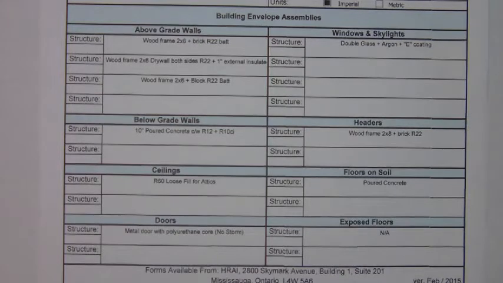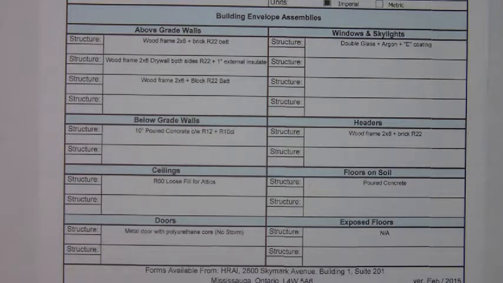The below grade walls will be 10-inch poured concrete, and our inside insulation will be an R12 fiberglass batt plus an R10 continuous layer of insulation. Our ceilings in this case require an R60, and we will achieve that using loose fill for attics. Our doors will be a metal door with a polyurethane core, and we assume that there is no storm door in this application.